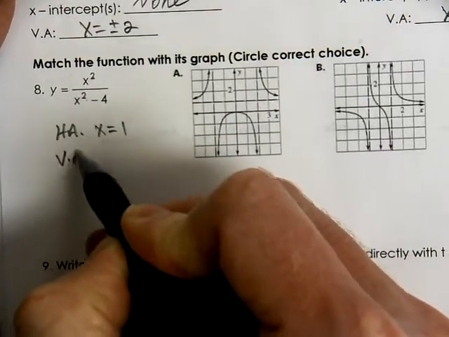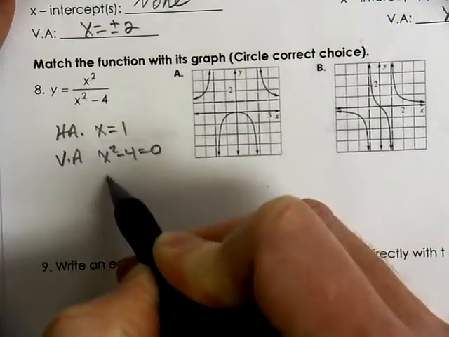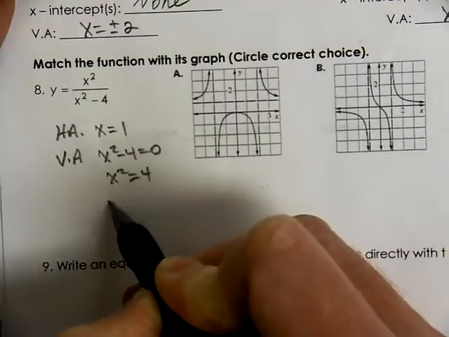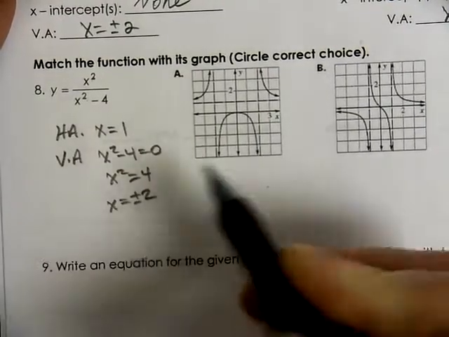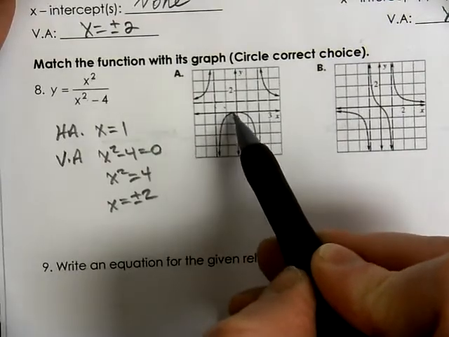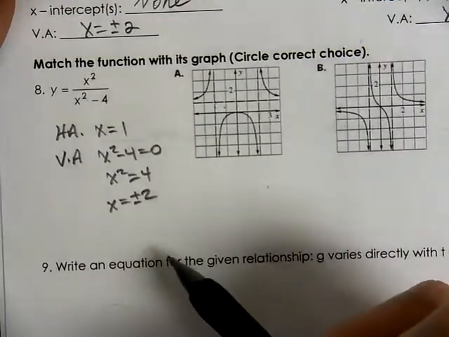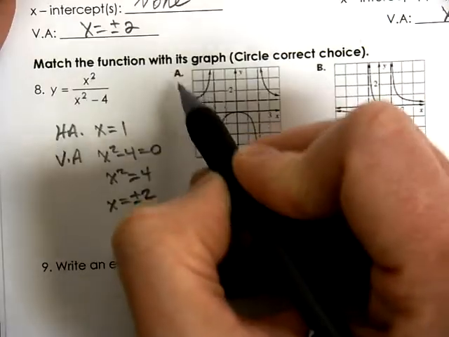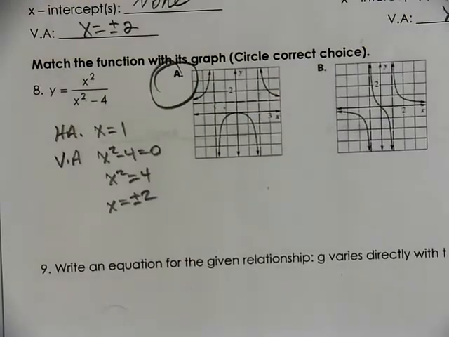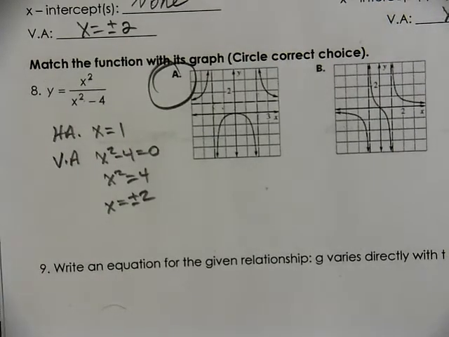Then we have a vertical asymptote by setting the denominator equal to 0. So at x is negative 2 and x is positive 2. Again, that looks very promising that A is your graph that represents that equation.